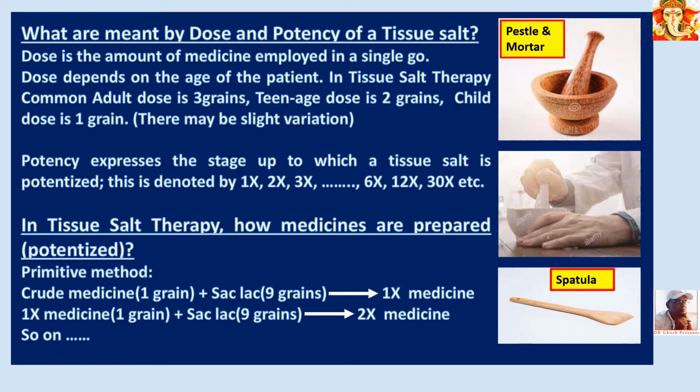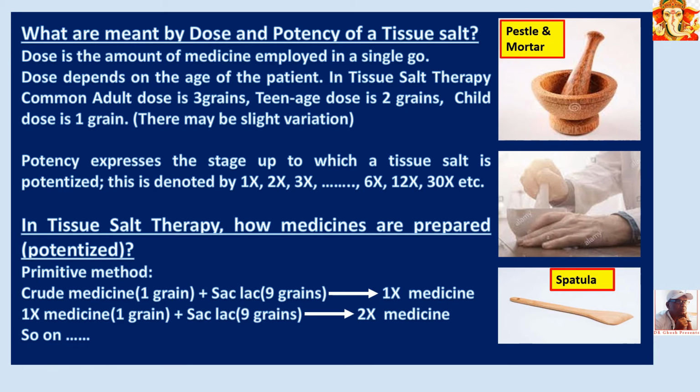In this way, grinding and collection by spatula, you have to do this for 1 hour. In some cases, it is 2 hours. Then you get 1x medicine. That is, in every part of 1x medicine, there is 1 part of medicine and 9 parts of saclac. You can call this medicine a solution of medicine in saclac.